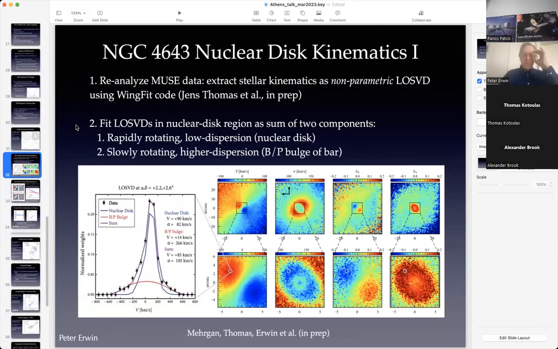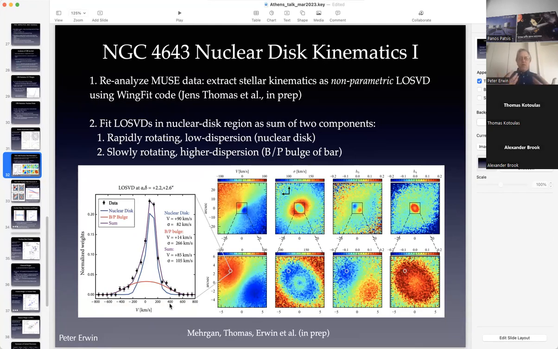Okay, let me talk briefly about getting a little more detail out of the kinematics. So we're going back to NGC 4643, and the right-hand stuff I've shown you before. This is the full MUSE field of view, and this is the bottom panel. This is zooming in on the central nuclear disk region. We have some new code, which instead of giving us V, sigma, H3, and H4, gives us the whole line of sight velocity distribution. So that's what these little black circles with error bars are. This is a non-parametric LOSVD of this particular region here in the kind of upper left part of the nuclear disk region.